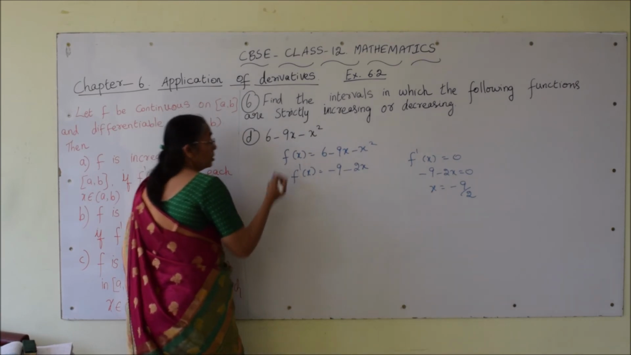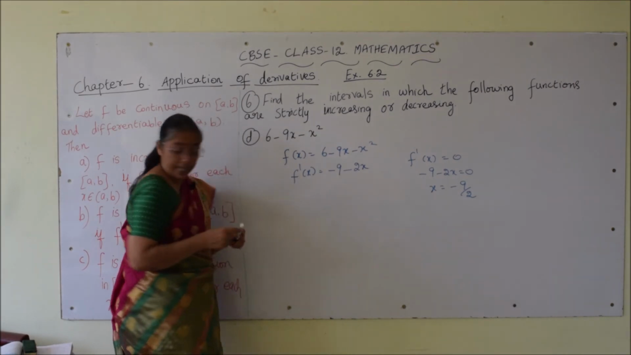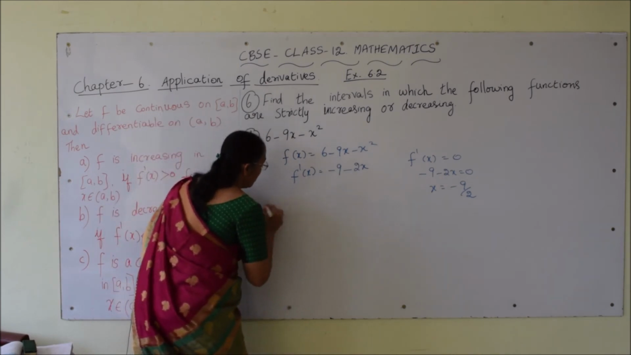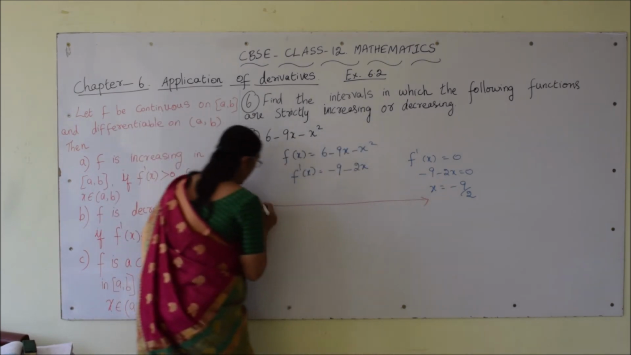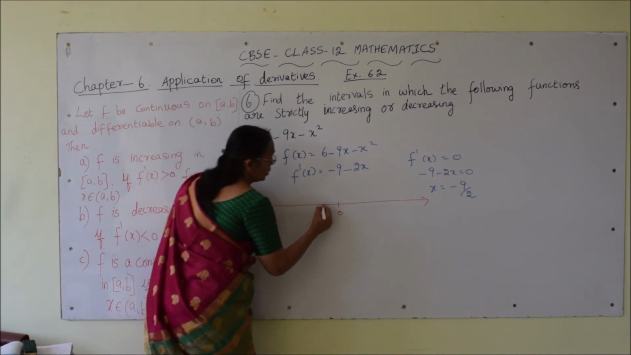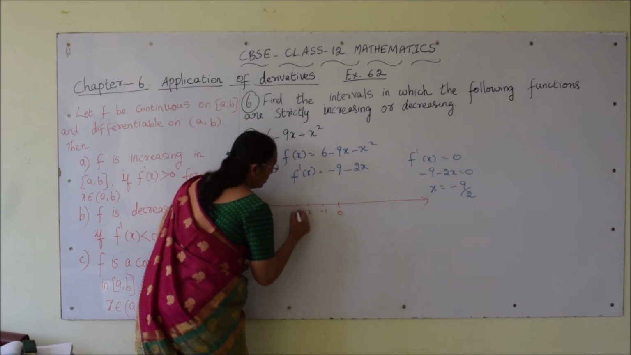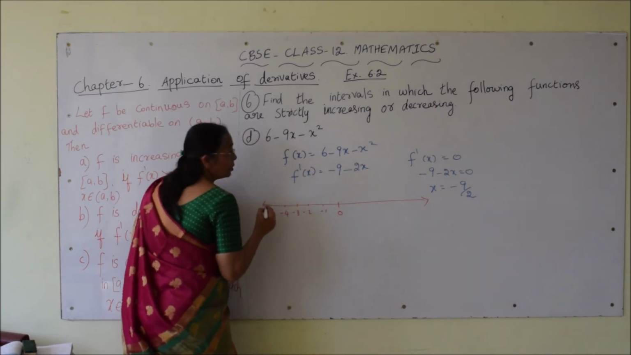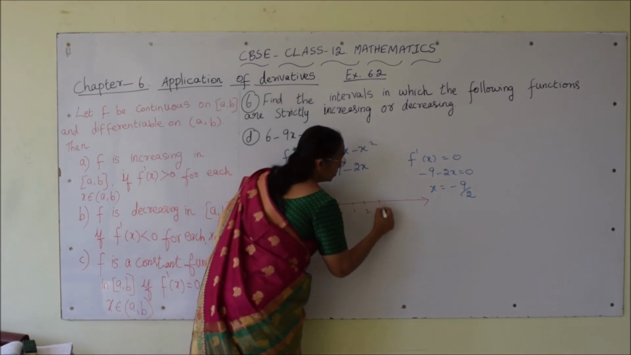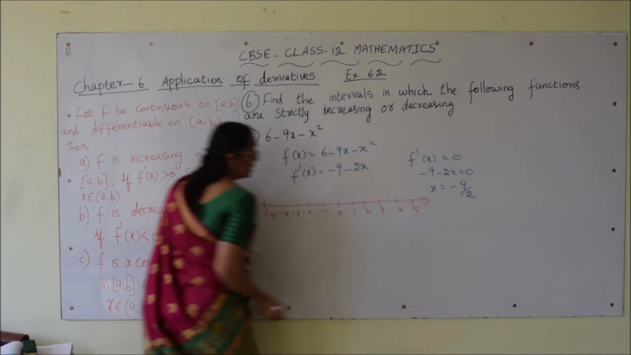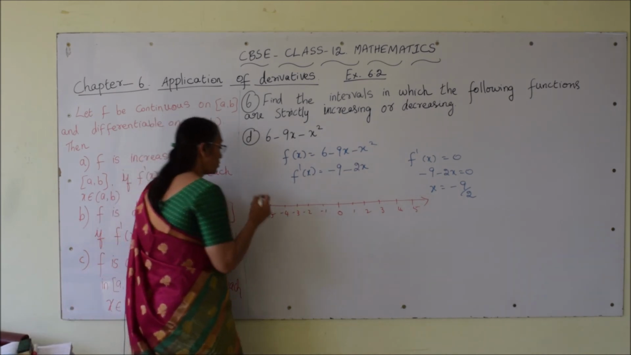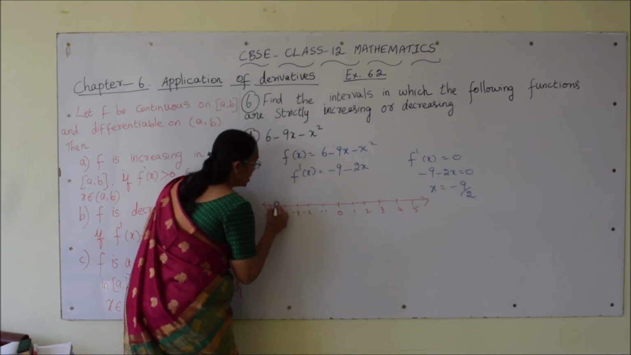Now, the number line is divided into 2 intervals. One is x less than minus 9 by 2, another one is x greater than minus 9 by 2. That is, the turning point is at minus 9 by 2, that is between minus 3 and minus 5, minus 9 by 2 is nothing but minus 4.5. So, our turning point is here at minus 9 by 2.